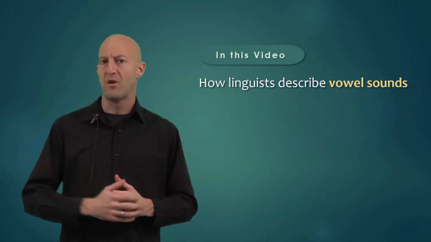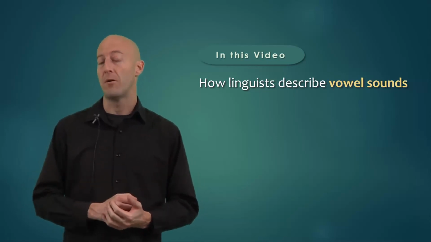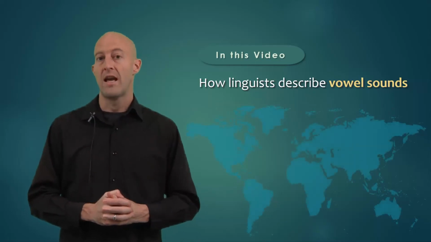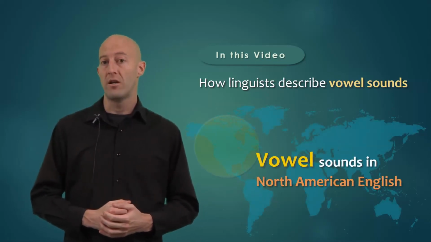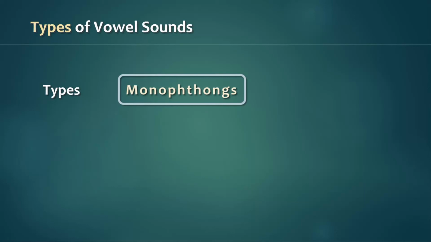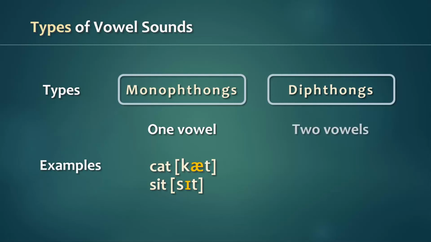So just a couple of notes. First, again, like in the consonant video, we'll only be talking about the phonetics of spoken languages rather than signed languages, and we will be talking about the vowel sounds as they are used in North American English. There are two types of vowel sounds, monophthongs and diphthongs. Monophthongs involve one vowel quality, and diphthongs involve two vowel qualities.